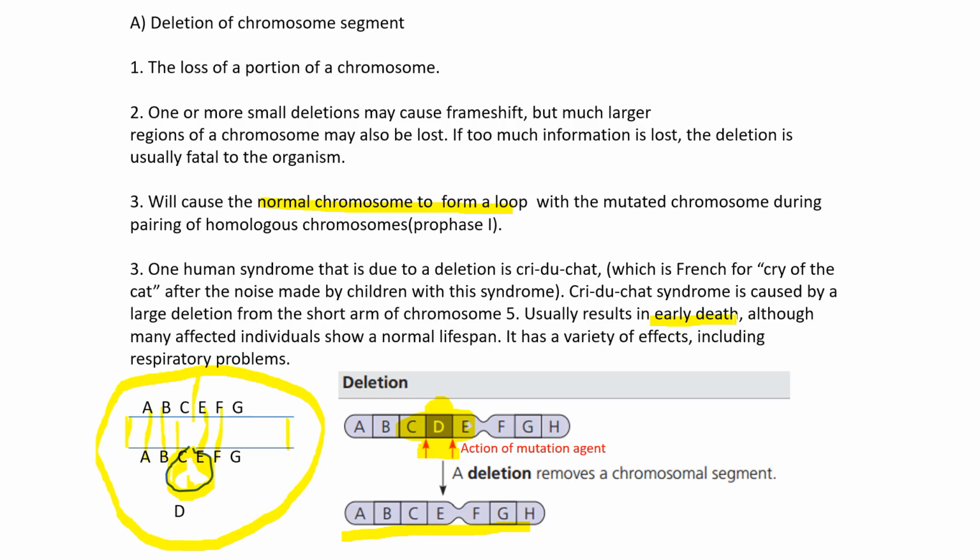They still can live, but with a shorter lifespan. But some show a normal lifespan, and those with the normal lifespan will be able to pass on this mutated chromosome to the next generation. Class, please take note. Deletion of a chromosome segment, one of the examples is cri du chat. I think it came out in the exam before.